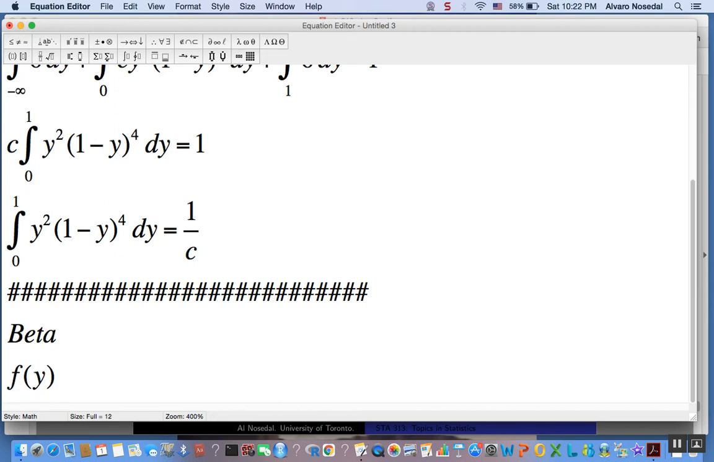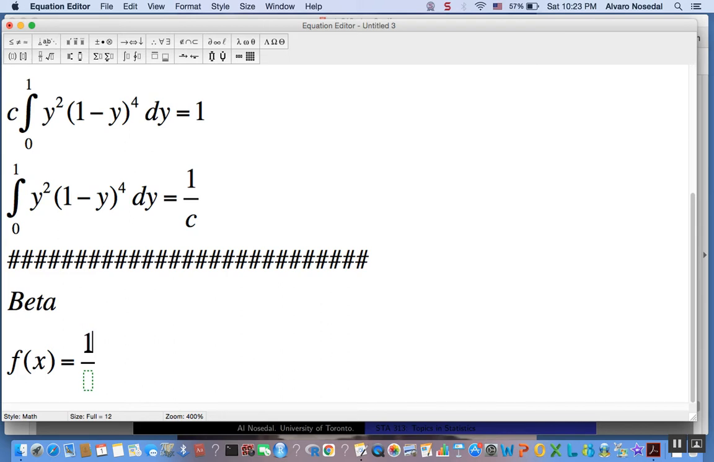F of y represents a PDF of a beta distribution. Let me use x because we're using y for this one here, right? Okay, so anyway, the PDF of a beta distribution looks something like this.